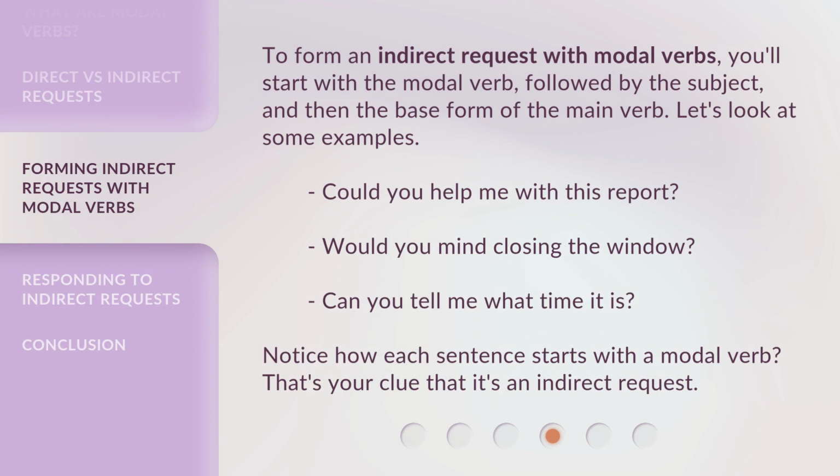To form an indirect request with modal verbs, you'll start with the modal verb, followed by the subject, and then the base form of the main verb. Let's look at some examples. Could you help me with this report? Would you mind closing the window? Can you tell me what time it is? Notice how each sentence starts with a modal verb? That's your clue that it's an indirect request.